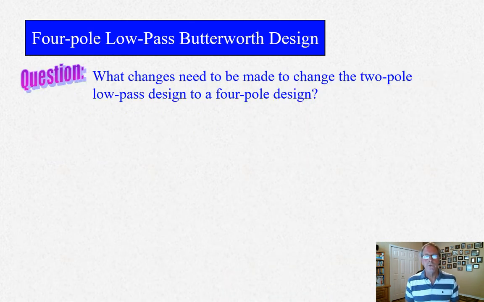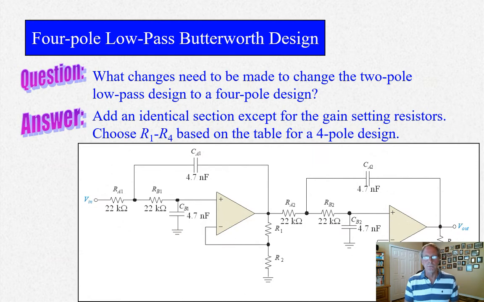So what do we do to change a 2-pole to a 4-pole design? Well, you can always just bolt on another exact same circuit. Okay, we have a 2-pole Butterworth filter here. Putting another one right on the back of it, you get a 4-pole.